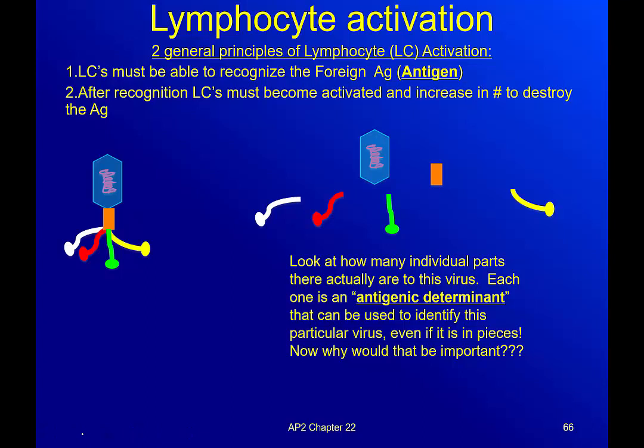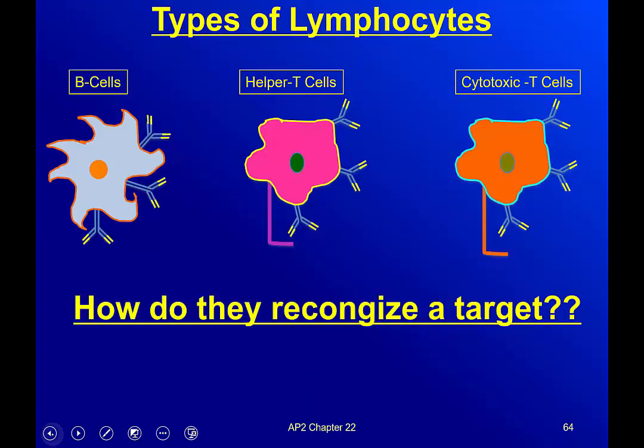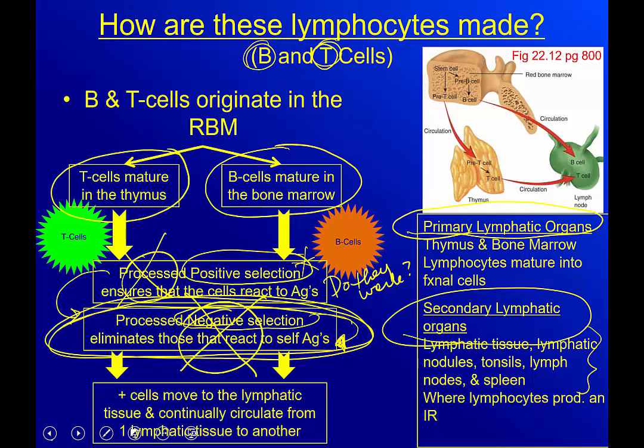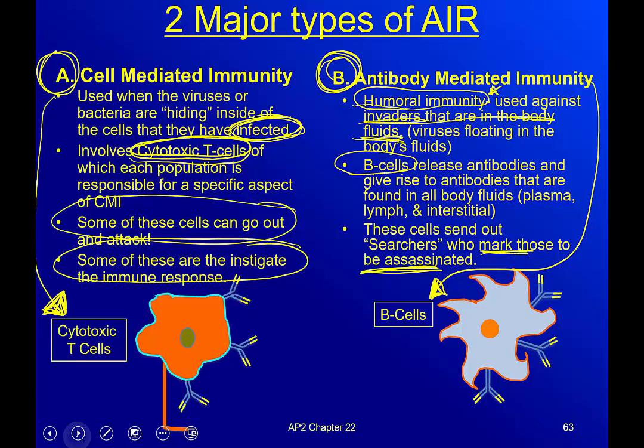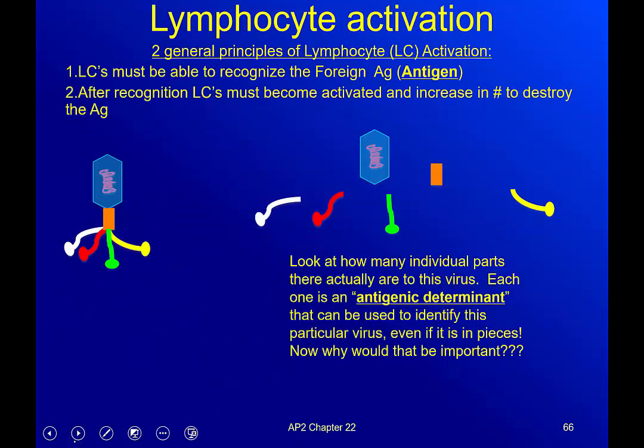So, lymphocyte activation. There are two general principles to lymphocyte activation. One, the lymphocyte has to be able to recognize the foreign antigen. This is the positive selection. Remember I said it had to recognize that something was there. So, one, it has to recognize that there's a foreign antigen. Two, after it recognizes it, it has to become activated.